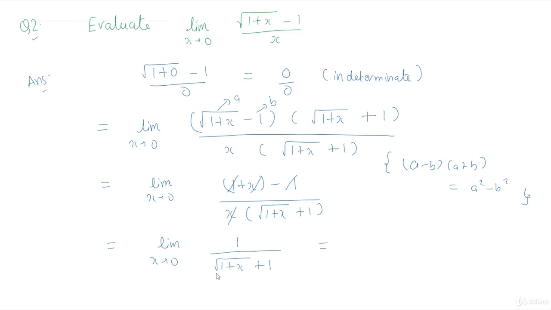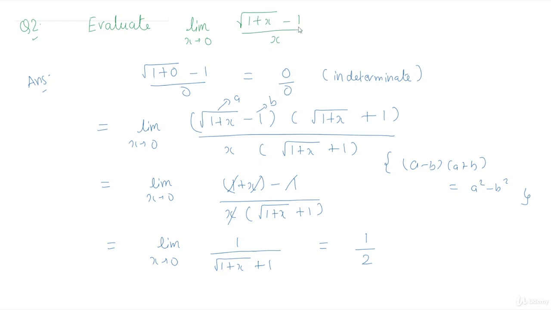Now let's plug in x equal to 0 here. If you plug in x equal to 0, this will be the root of 1 plus 0, that is 1, and so it will be 1 over 1 plus 1, that is 1 by 2. So now we are able to get the answer, 1 by 2. Just by multiplying the numerator and the denominator with the conjugate of this numerator, we are able to solve for the limit.